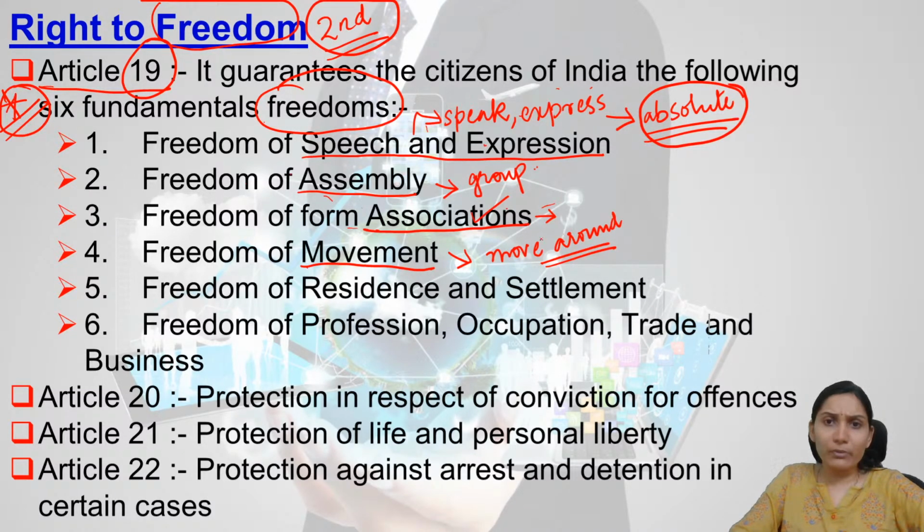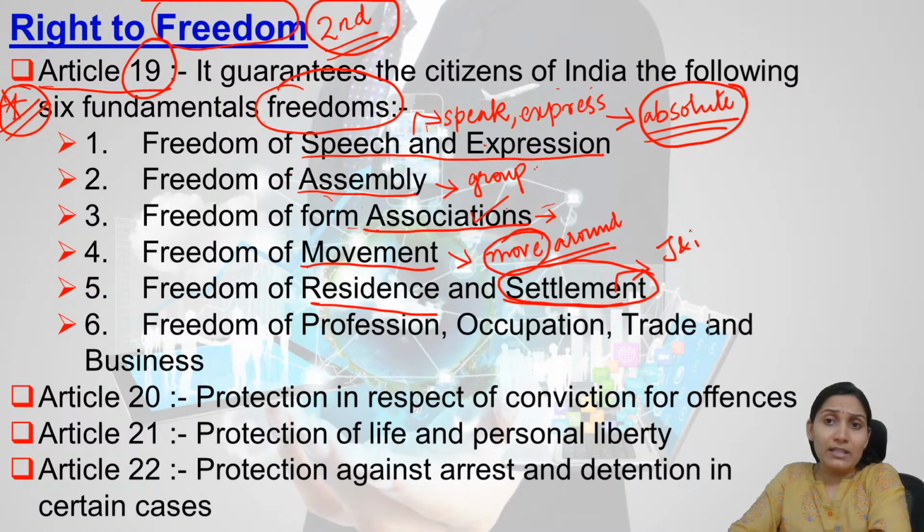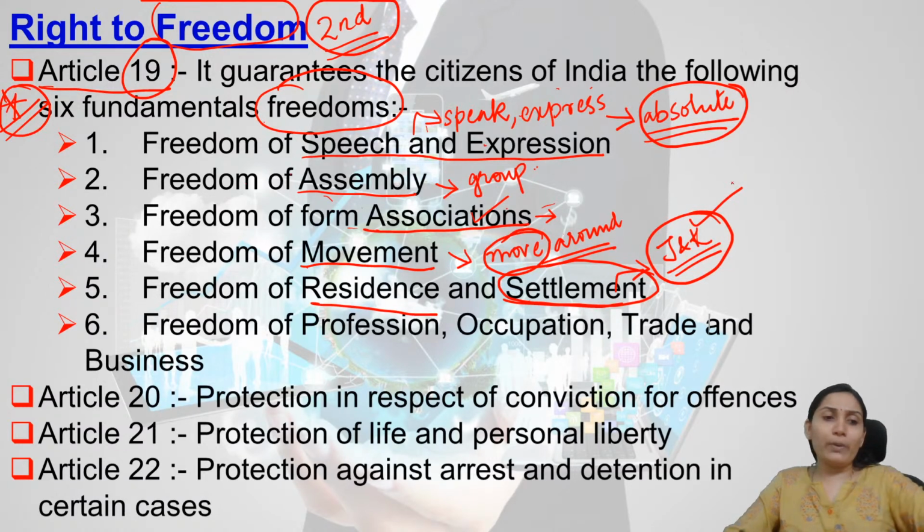Next is freedom of residence and settlement. Under this, you can reside anywhere in the country, you can settle anywhere, you can buy property anywhere in the country. But there was an exception, that is Jammu and Kashmir. Except in Jammu and Kashmir, you can buy property, reside and settle anywhere. But now, even in Jammu and Kashmir, you can.